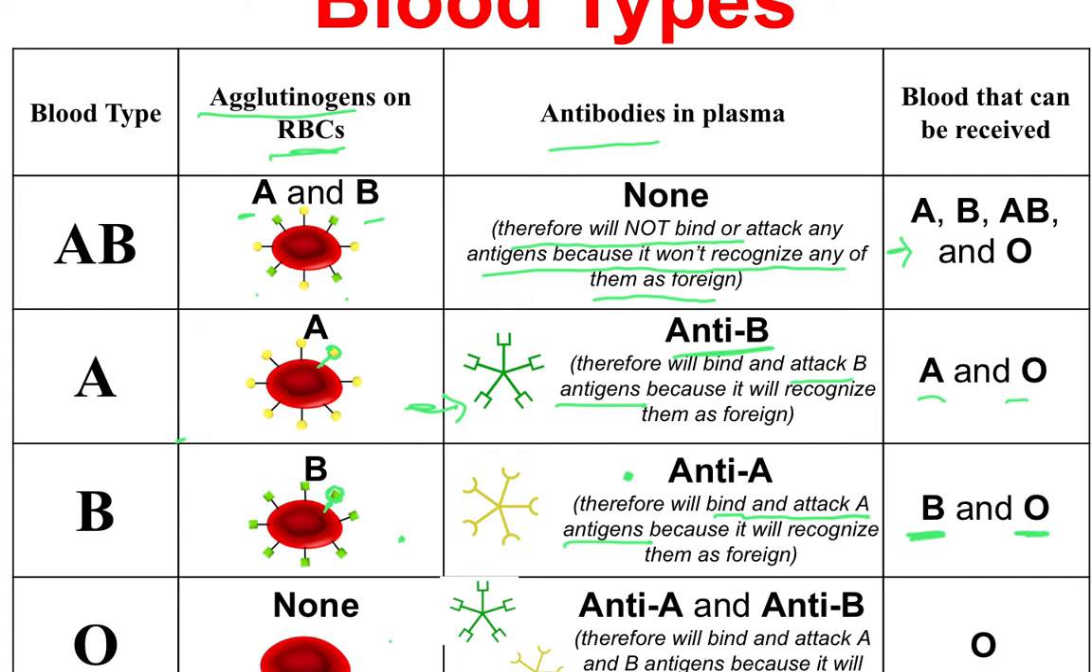Now, if you have type O blood, that means you have no antigens attached to your red blood cells. So this absence of these agglutinogens is promoting this antibody A and antibody B response. So therefore, any type A or any type B antigens that show up in the bloodstream are going to be attacked. So if you have type O blood, you can only receive type O blood. So this one, though, is called the universal donor because if you look, everybody can receive type O blood.